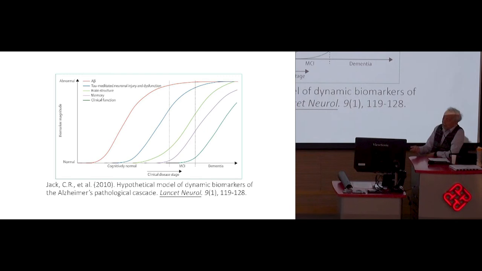So this paper by Jack in 2010 in Lancet is a very often quoted diagram of when you begin to have too much beta amyloid, too much tau, reduced brain structure. And by the time you report to the clinic to complain about the loss of brain functions, it's already much too late.